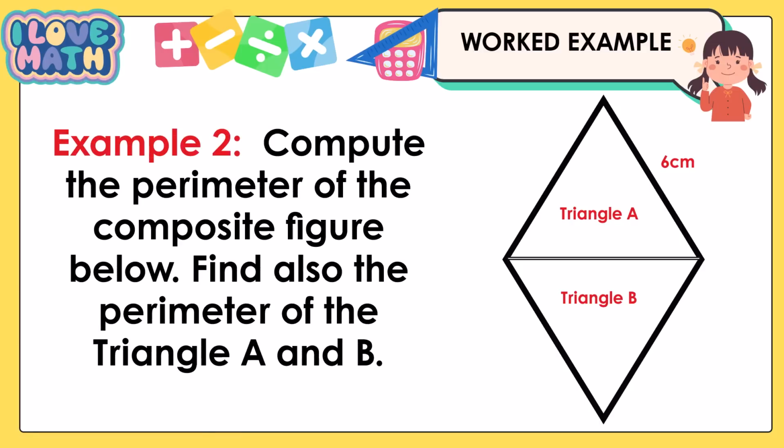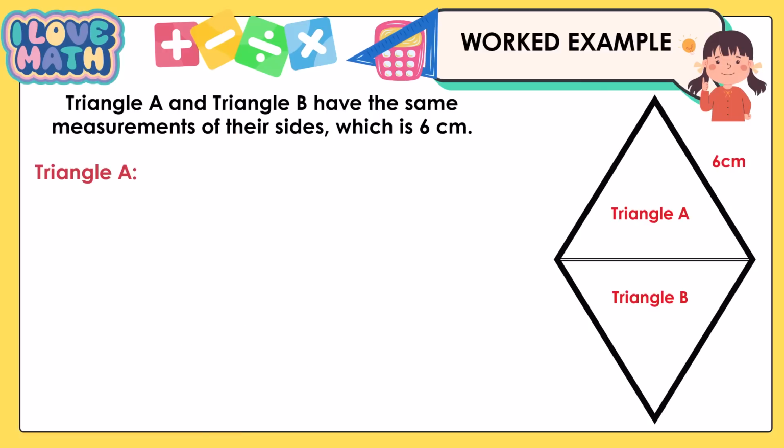Example number 2. Compute the perimeter of the composite figure below. Find also the perimeter of triangle A and triangle B. Triangle A and triangle B have the same measurements of their sides, which is 6 centimeters.